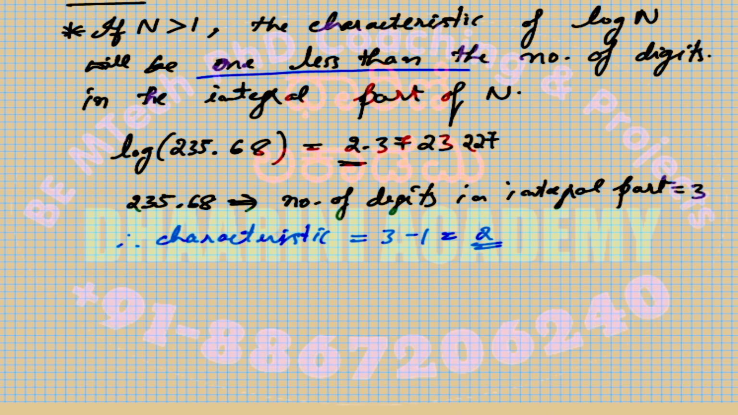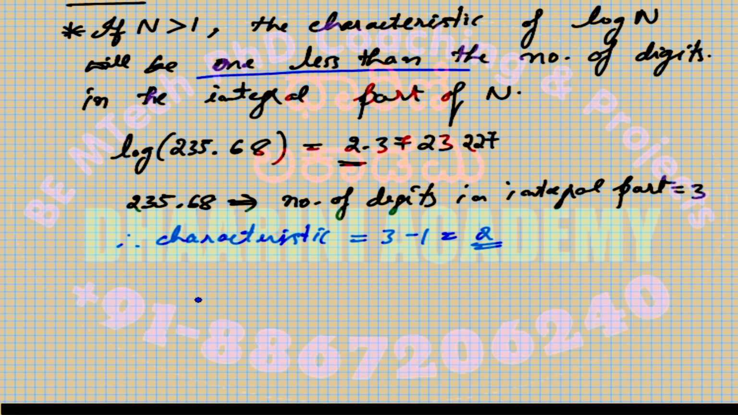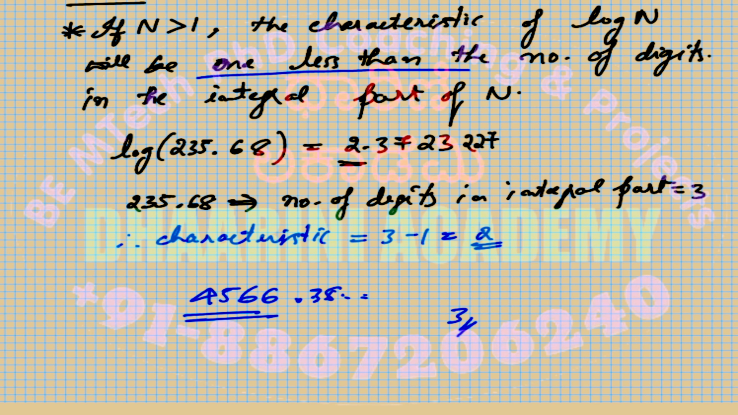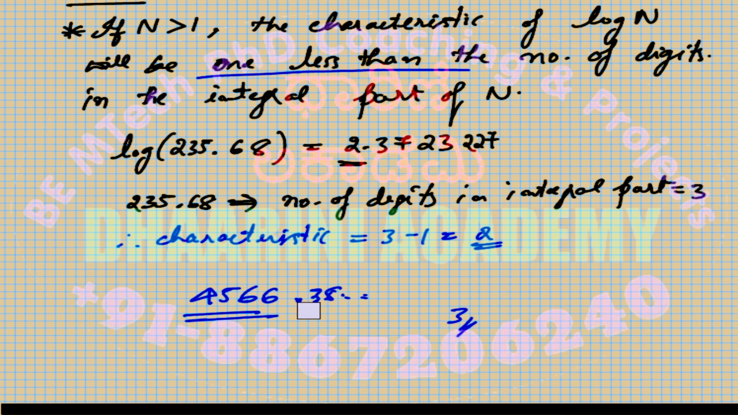For any number which is greater than 1, this holds good directly. I don't have to worry about how to find that. Just look at the number. If I give a 4566 point something, point say 38 or whatever, what is the characteristic of this? It has 4 digits, so the answer is 3. Directly you can write it, you don't have to keep searching for how to find the log. You don't have to worry. That's the first part. Okay, then let's move further.